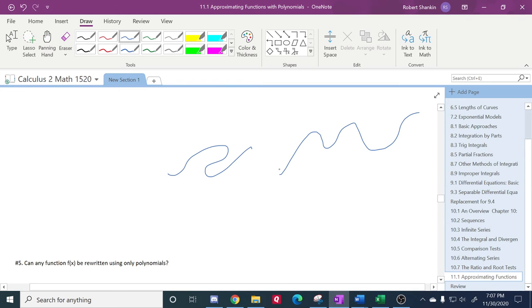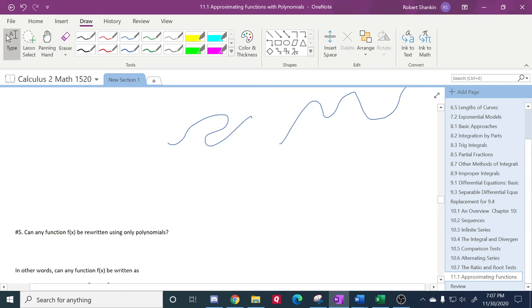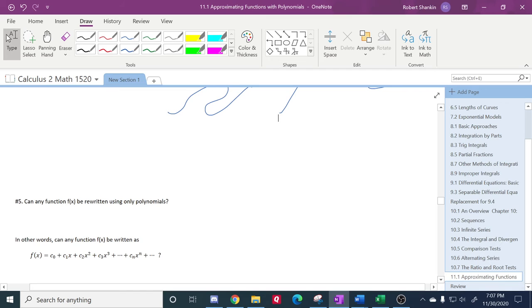Now a second degree polynomial only has one turn, but a third degree could have two turning points. Fourth degree, you could wind up doing a lot of stuff with higher degree polynomials, and then you get to add them all together. All right. In other words, can any function f of x be written as a power series?